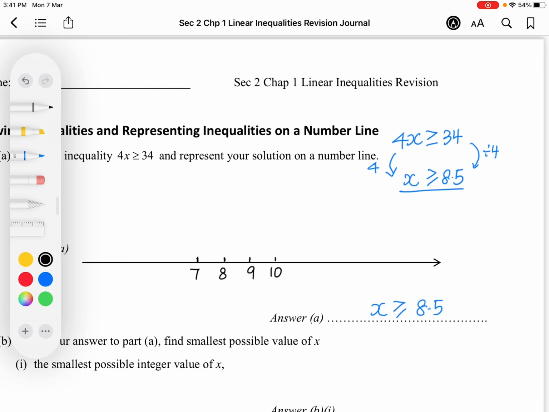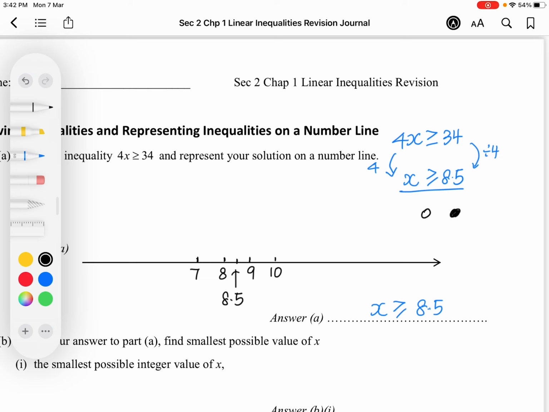Okay. And now we need the number 8.5. So using my ruler, I'm going to measure where is 8.5. 8.5 is right in the middle. Right? So this number here is 8.5. Now there are two types of circles to represent the inequality. One is the empty circle. One is the solid circle.